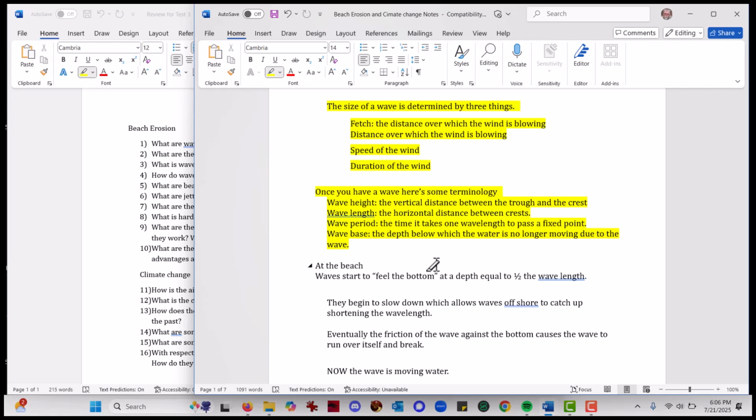Wavelength is the horizontal distance between two crests. So crest to crest is wavelength. Wave period is the time it takes for one wavelength to pass you. That kind of depends on the size of the wavelength, but also the speed of the wave.